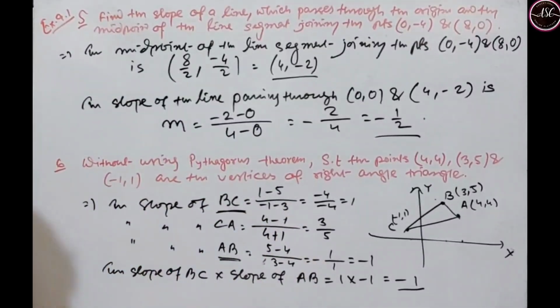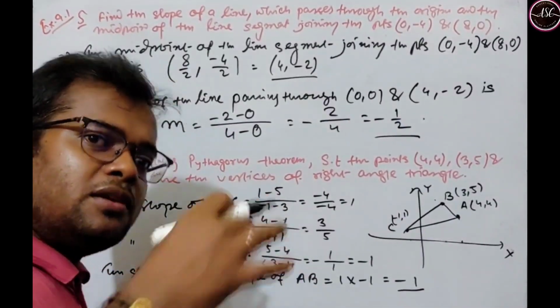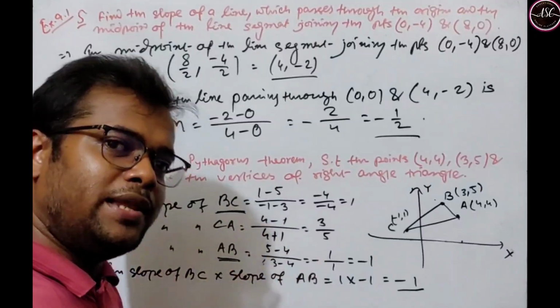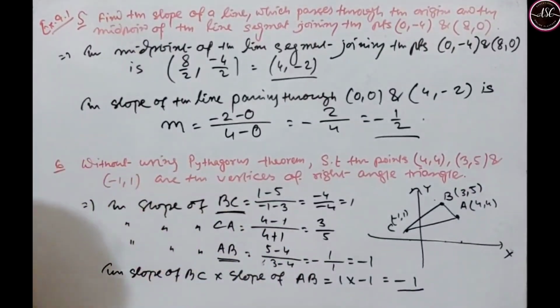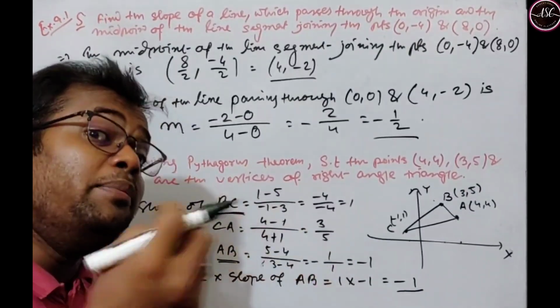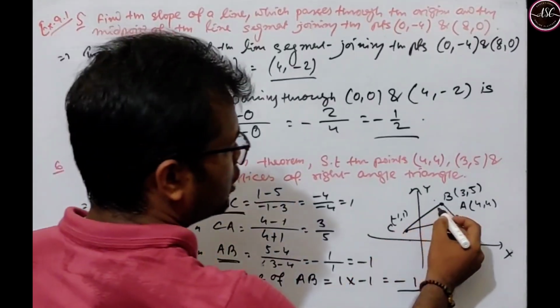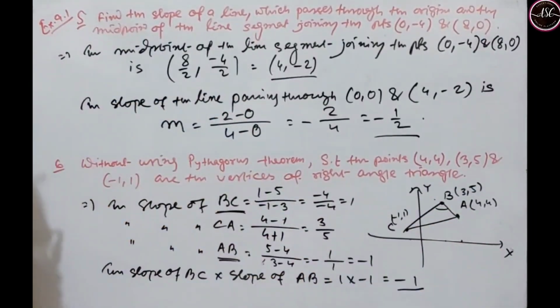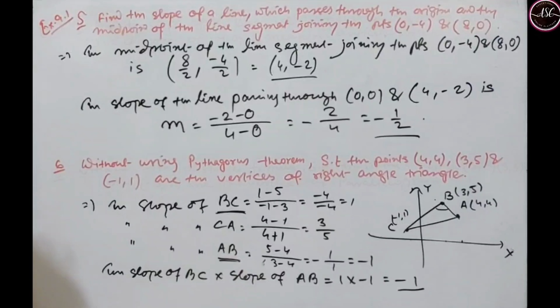Here, in the condition of slope, if two lines are perpendicular, then the multiplication of their slopes will be minus 1. So we get minus 1. So AB and BC will be perpendicular. Okay, now look at this question.